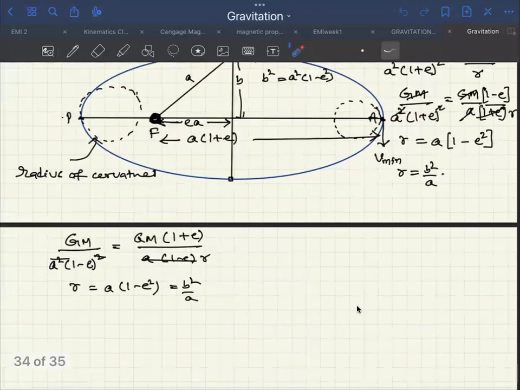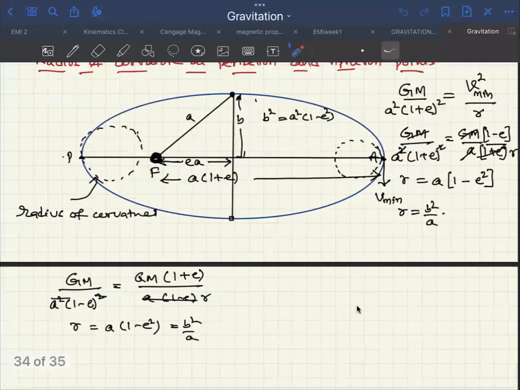Whereas on both the sides, it is almost more or less similar. So at this point, the radius of curvature becomes B square by A. Just remember that. Minor axis square by major axis. Don't get confused. Minor axis square by major axis. That is another point. Till this point, any doubts?